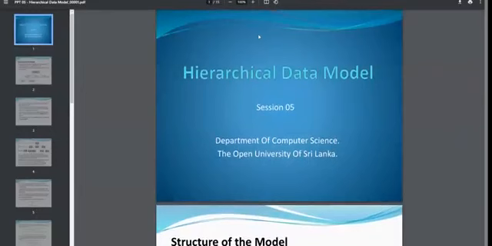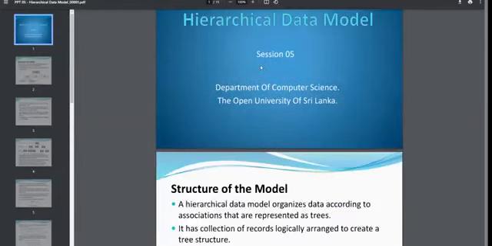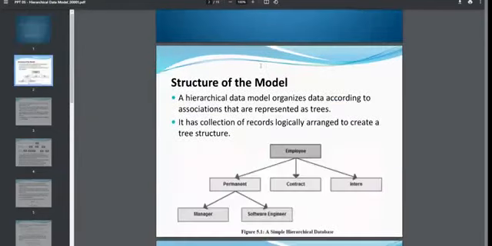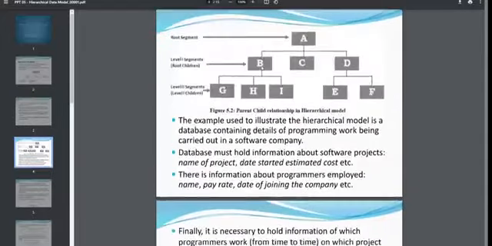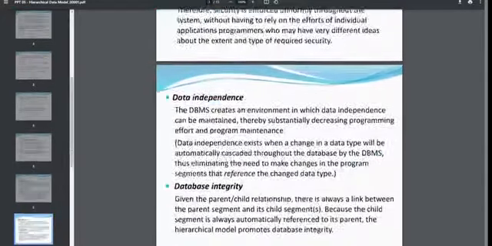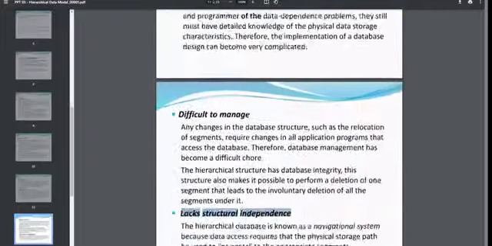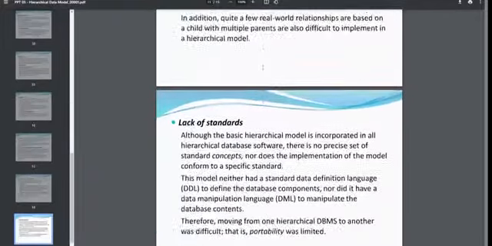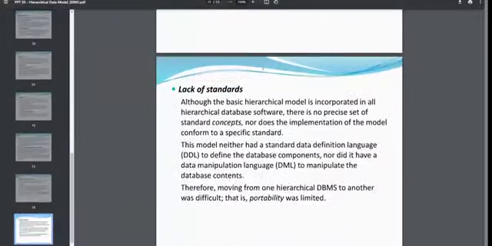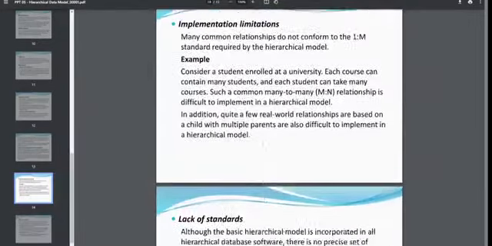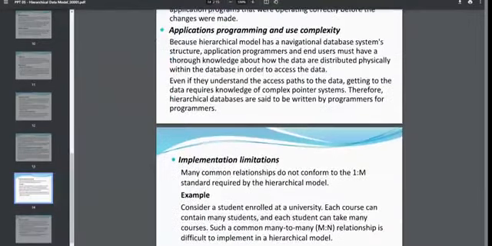the hierarchical data model, right? Here you can study more regarding these practical scenarios, where we can apply these things. I will provide some text regarding that into this chat.